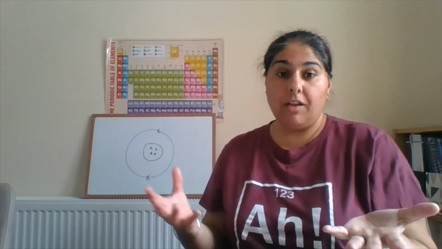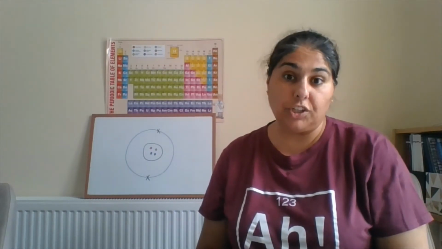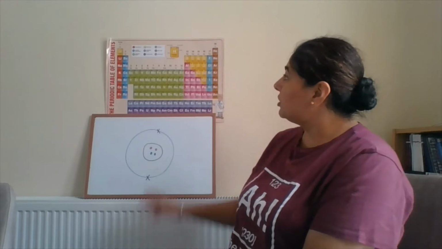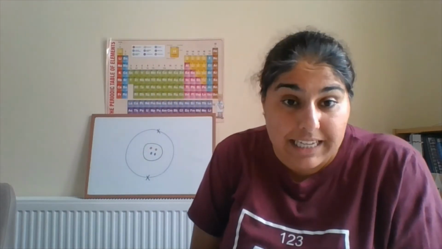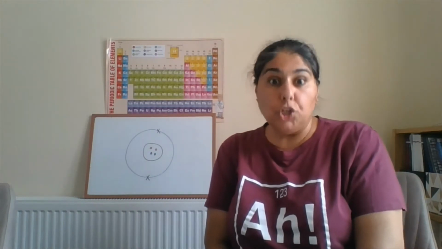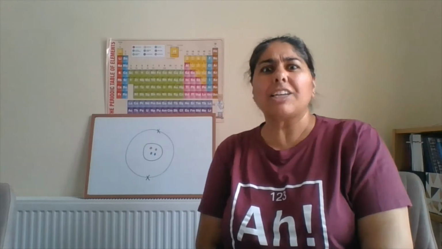Now, if you have 3 protons, so 3 positive charges, you're going to have 3 negative charges. The reason being is because all the atoms that we have, which are represented on the periodic table, they are all neutral. That means they have no charge. So what does that actually mean when we're talking about subatomic particles?